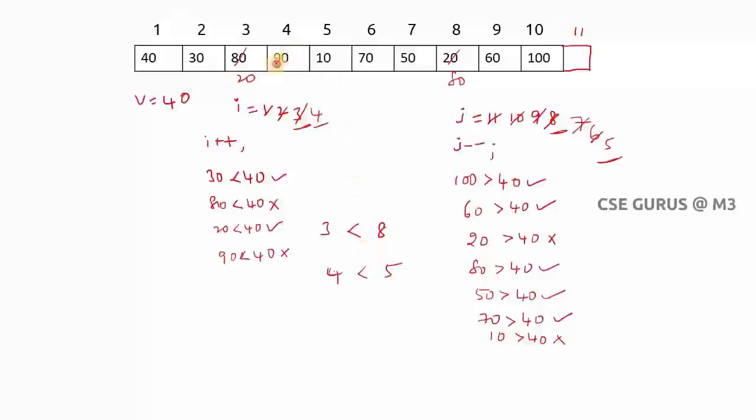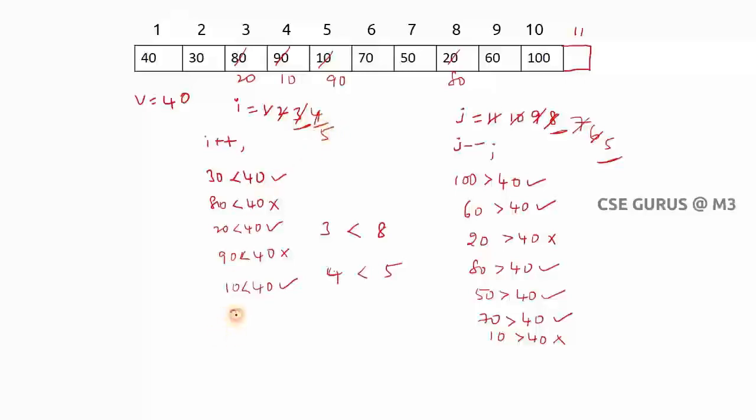So swap a of 4 with a of 5. So what is a of 4? You can check, 90. What is a of 5? 10. So swap here 10, 90. Now what is there in a of 4? 10. 10 is less than 40, yes, true. Now I should be incremented to 5.